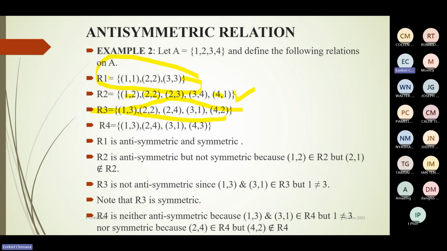If you're going to have a digraph for this R1, it means you're going to have 1 as a vertex, 2 as a vertex, and 3 as a vertex. Then on 1, we've got (1, 1), so you put a self loop there. On (2, 2), you also put a self loop, and on (3, 3), you also put a self loop, just like that. Then this becomes a digraph for this relation.